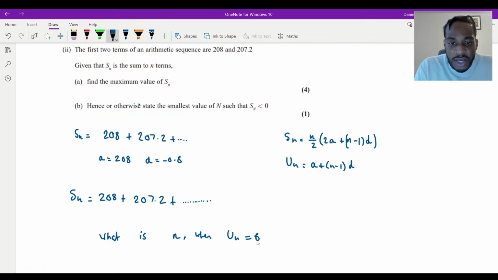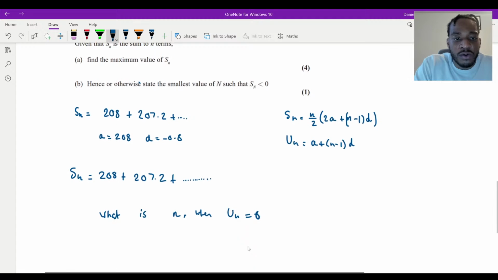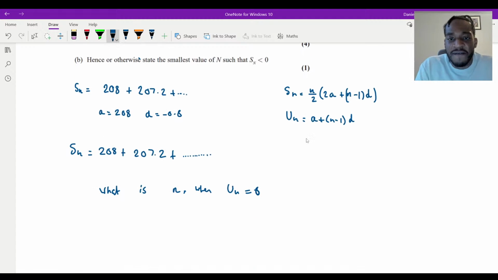So essentially with this one, let me just see the chat. Okay. So now what do we do then? Well, the nth term is a plus n minus 1 d. What I'm going to do is say a plus n minus 1 d is equal to zero. I'm going to work that out. Now remember, we know what a is, we know what d is. It's going to be 208 plus, actually no, n minus 1 first. n minus 1, and then d is minus 0.8, and this is equal to 0.